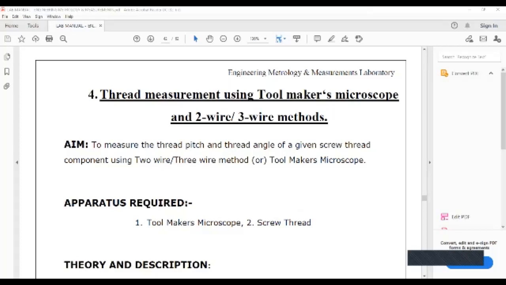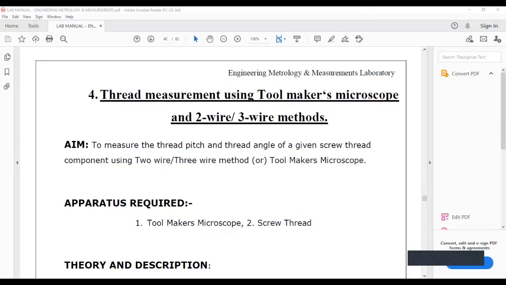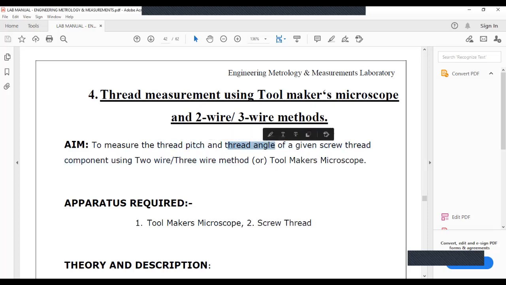We have different kinds of thread parameters like pitch, crest, root, internal diameter, external diameter, then flank angle, thread angle and flank. These are the terminologies for a screw thread. Among them, we are interested in finding the thread pitch and thread angle. These are the two things we are majorly emphasizing, and we are going to concentrate on this particular thread measurement.